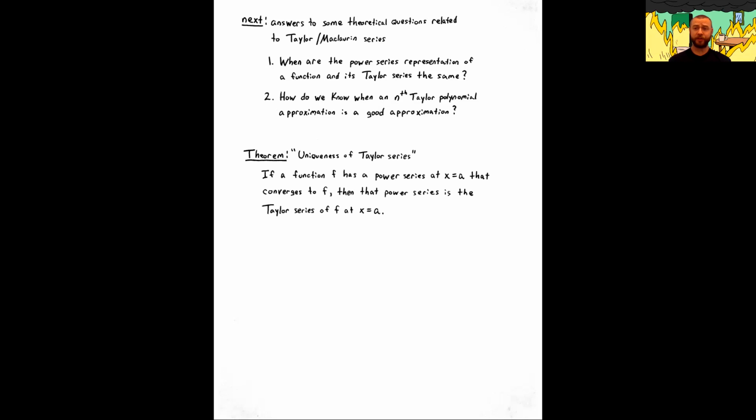All right, let's go ahead and answer question 1. There's a theorem that answers question 1. And the theorem, there's not a person's name attached to it, but it could be titled the uniqueness of a Taylor series. What the theorem says is if we have a function that already has a power series representation at a certain x value a, then that power series has to be the Taylor series of that function at x equals a.